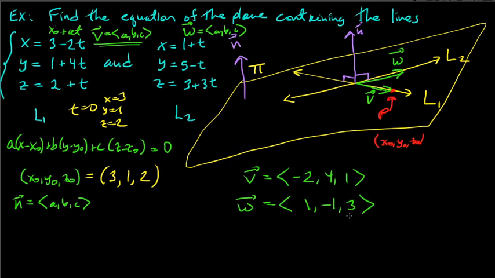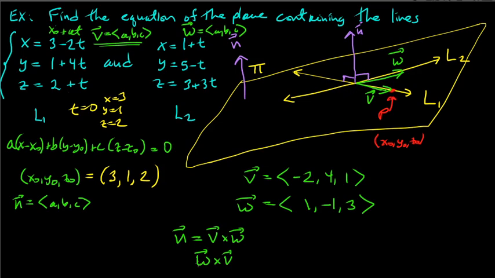Okay. So those are two vectors that lie in the plane, because they lie on the lines that are in the plane. So to get our normal vector, we do the usual thing: take the cross product, v cross w. If you ask, well, what if I did it the other way? What if I did w cross v? Would that be okay? Sure, no problem.